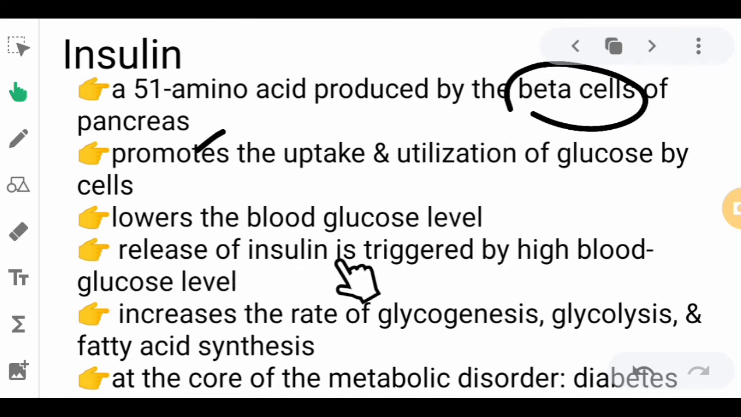The release of insulin is triggered by a high blood glucose level. The mechanism for insulin action involves insulin binding to protein receptors on the outer surfaces of cells, which facilitates the entry of glucose into the cells. Insulin also produces an increase in the rates of glycogenesis, glycolysis, and fatty acid synthesis. Insulin is at the core of the metabolic disorder diabetes, in which either the body does not produce enough insulin or the body cells do not respond properly to the insulin that is produced.